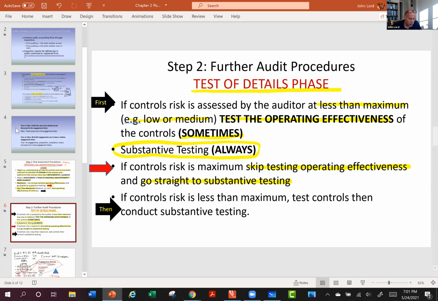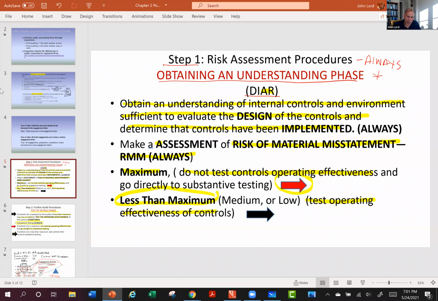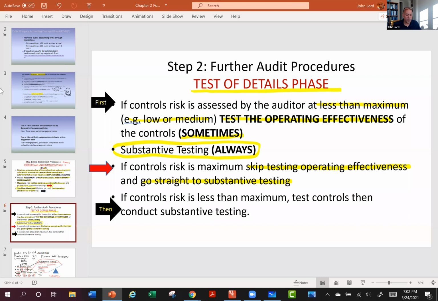If we had followed the black arrow, that meant that what? That we had assessed the risk of material misstatement at less than the maximum. I don't know, moderate, low, whatever word you want to use there. Then we follow the black arrow. And when we follow the black arrow, we first test the operating effectiveness of the controls. And then we go and we do the substantive testing.